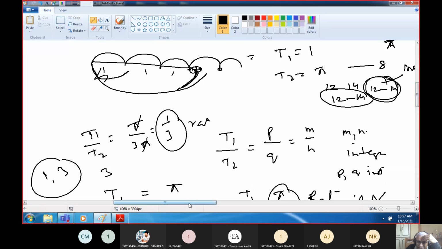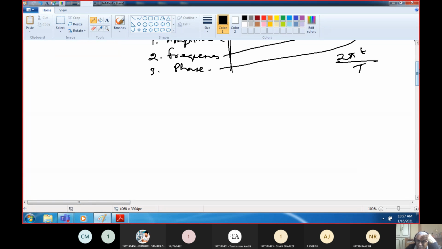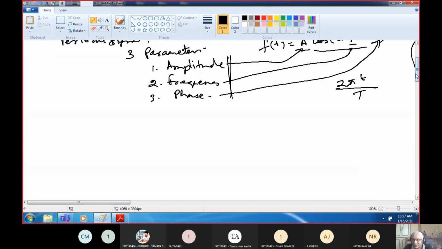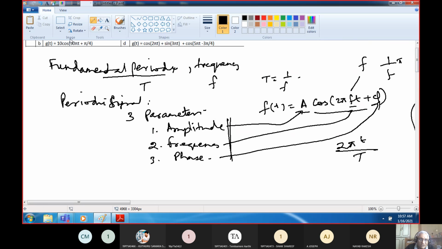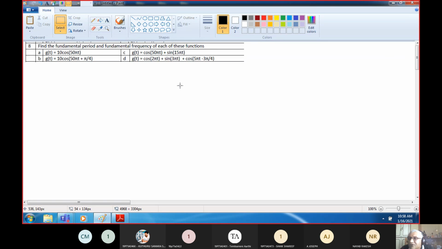Okay, so that much is enough for the solving of the problems. Okay, so you please try to go through the textbook also, get some general idea about how to find the time period of the signal, and then you will be able to solve the problems. Okay, so now let us go to these problems and see whether we can solve them or not. They are very simple actually. I'll give you more problems after this.